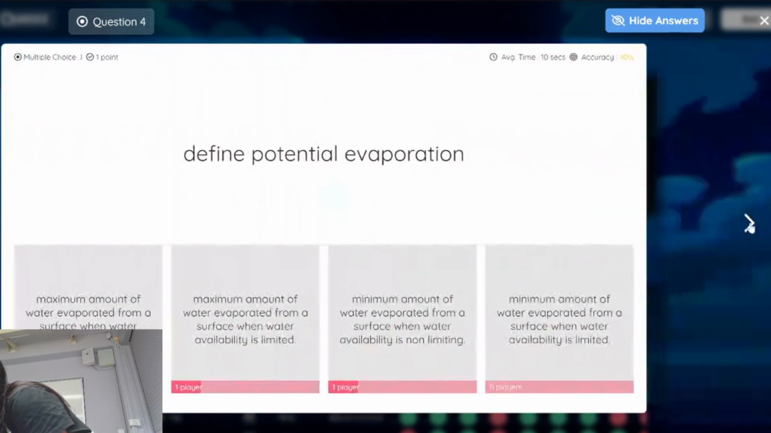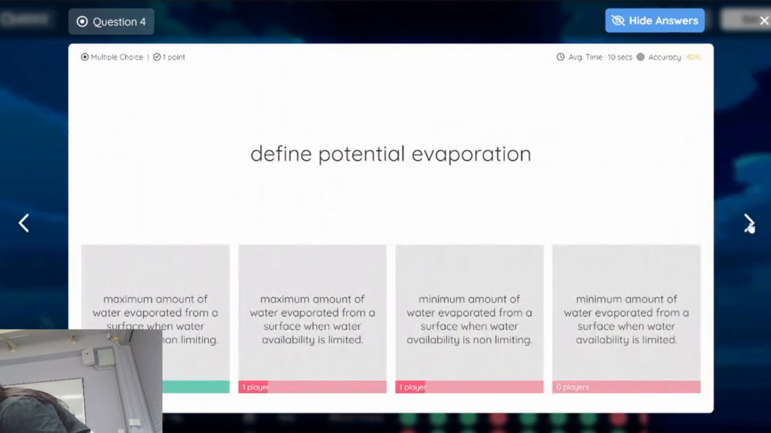Okay, define the potential evaporation. I was kind of mean with this one, to be honest. They're all the same answer, just with 1 or 2 words changed. But the potential evaporation is the maximum amount of evaporation from a surface where the availability is non-limiting. So remember, that's like our open body of water, like our ocean, and the potential evaporation is just the maximum amount of water that can be evaporated.